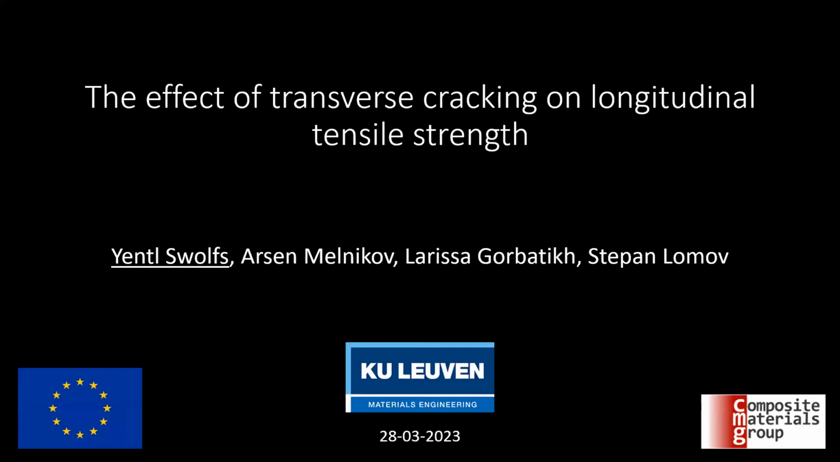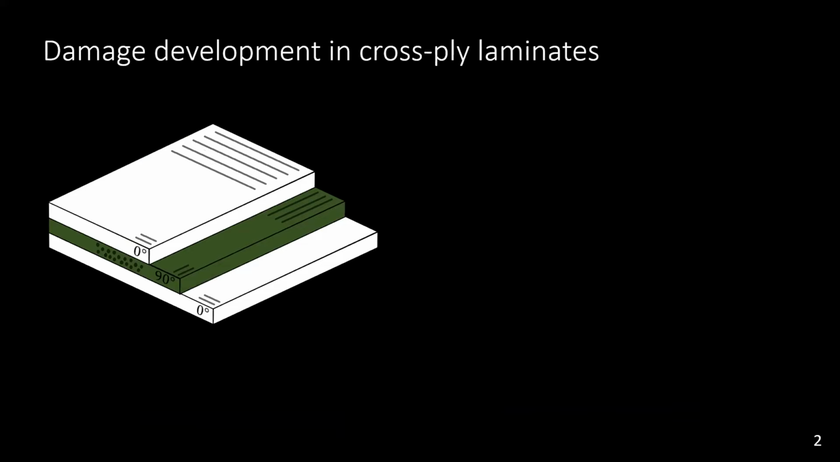So I will also be talking about the effect of transverse cracking on longitudinal tensile strength, from a slightly different angle. Elena has already shown you the damage development that you expect to find in a cross-ply laminate. So if you make this 0/90 laminate, where you can vary the ply thicknesses, and you load this up in the 0 degree direction, you will first get transverse cracks, potentially with some delaminations around them. Eventually you'll get fiber breaks and complete failure.